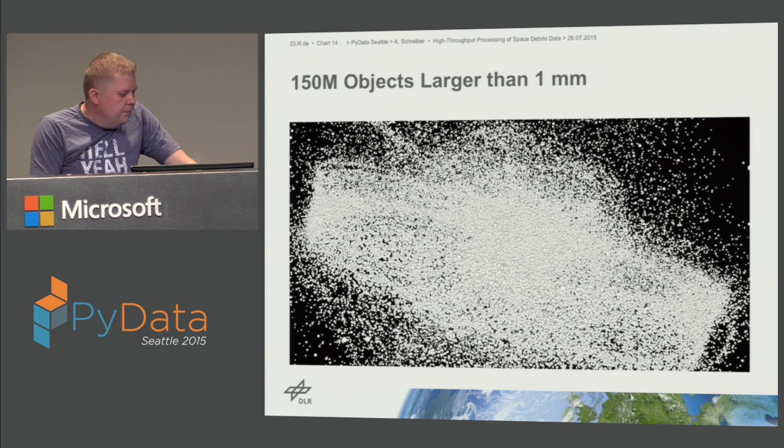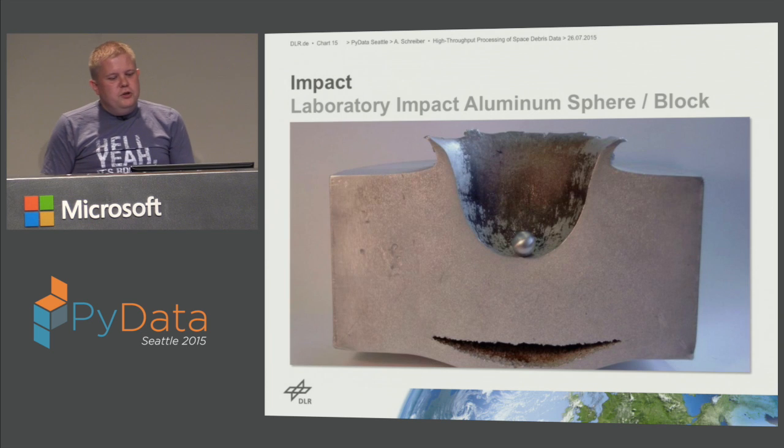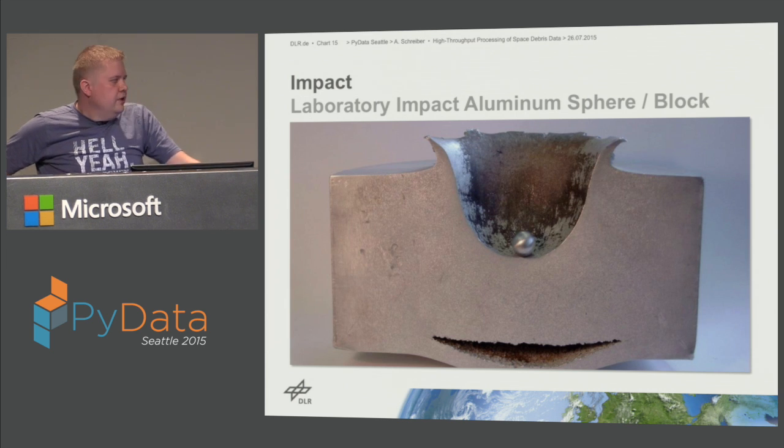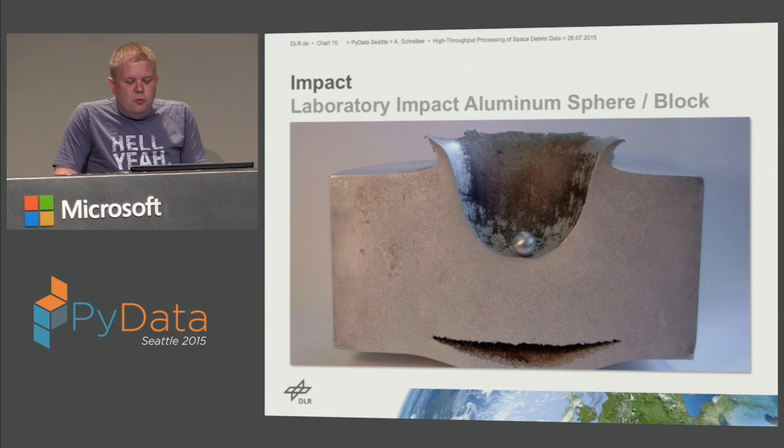But what is the impact of these objects? Why do we have to deal with space debris? Is this important or not? So in the laboratory, you can make an experiment. You can shoot a small 1 centimeter aluminum sphere into an aluminum block, which is about 10 centimeters, and you can see the impact of this. And you can imagine what happens if such a small sphere hits the International Space Station or other important things.